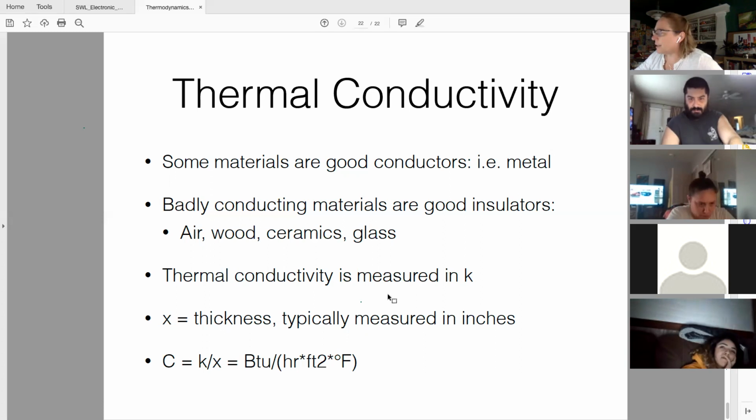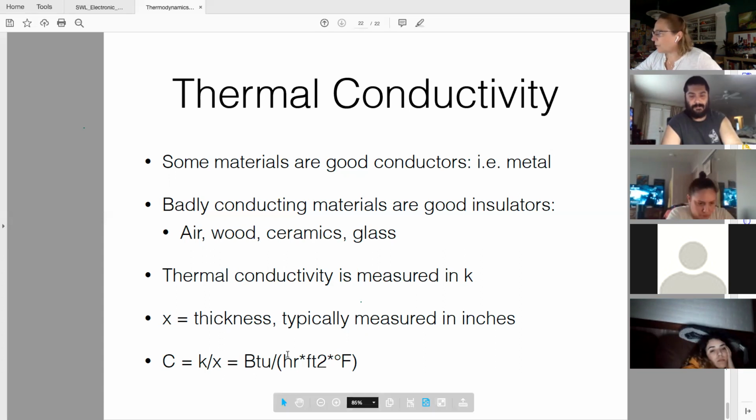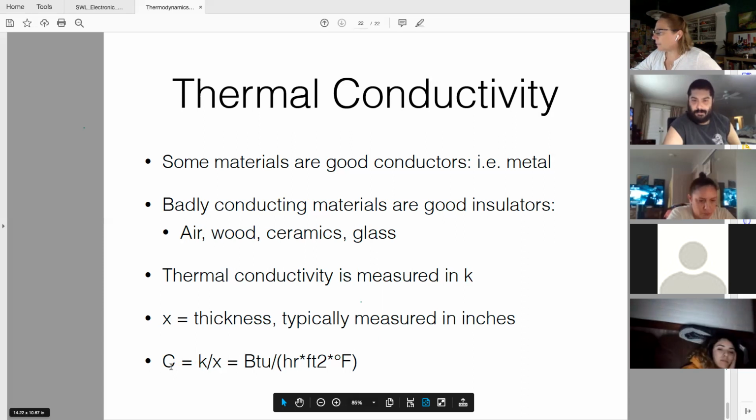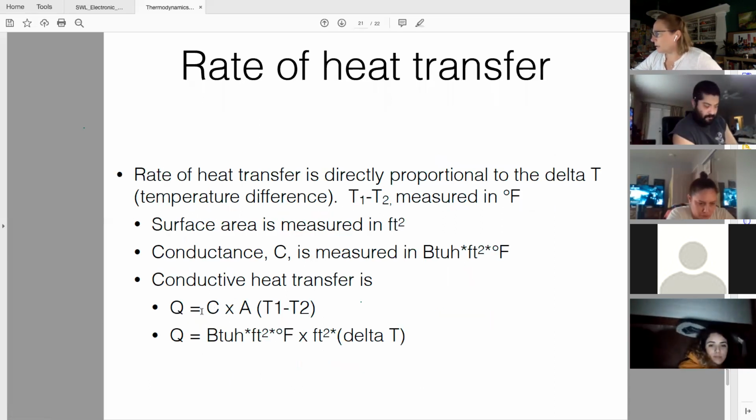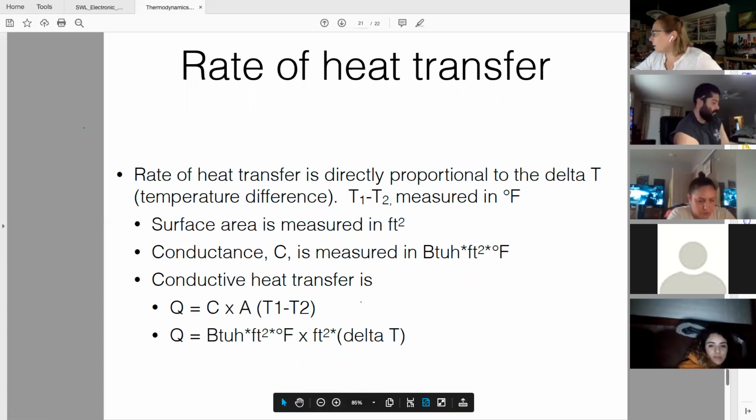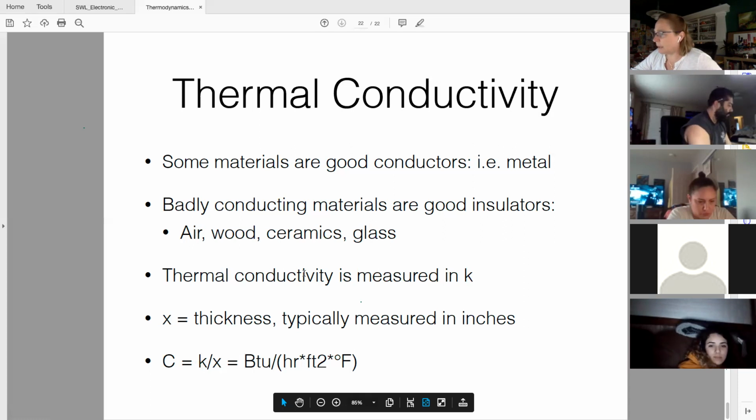The thermal conductivity of a material is a value that is material specific. You look it up in charts to figure out what it is. And it deals with the thickness, measured in inches. So the definition of conductance, which is our C here, comes from the thermal conductivity of the material.